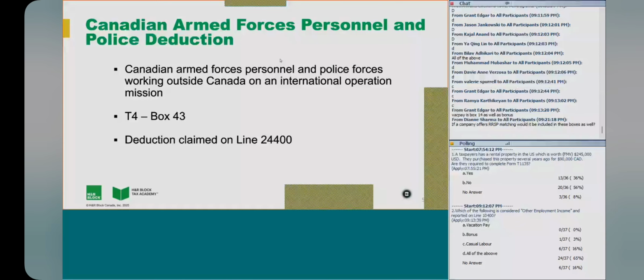So the Canadian Armed Forces personnel deduction is for military personnel and police personnel who are working outside Canada on an international mission. This could be something like UN peacekeeping, being deployed overseas, more combat missions, or even something like embassy security. Personnel in these situations will have an amount declared on the T4 in box 43, and then a corresponding deduction is claimed on line 24400.